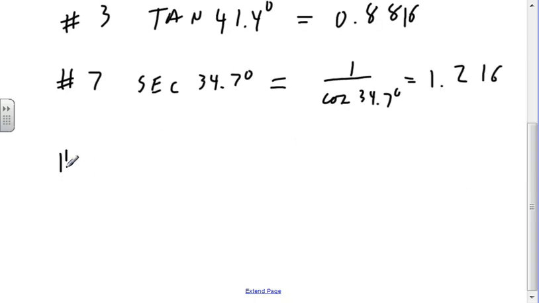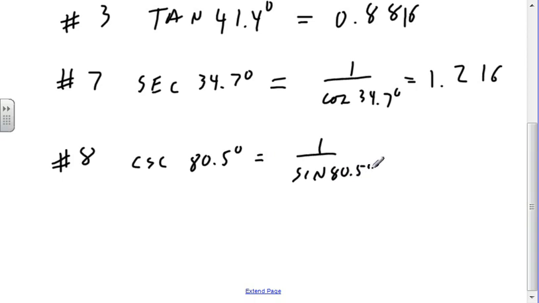Cosecant, number 8. We want the cosecant of 80.5 degrees, and we remember that that's 1 over the sine of 80.5. So we put in our calculator 1 divided by the sine of 80.5, and I get 1.0139, and 1, 2, 3, 4, 5. That's 5 significant digits. I'm only supposed to have 4. 1.014 due to significant digits.